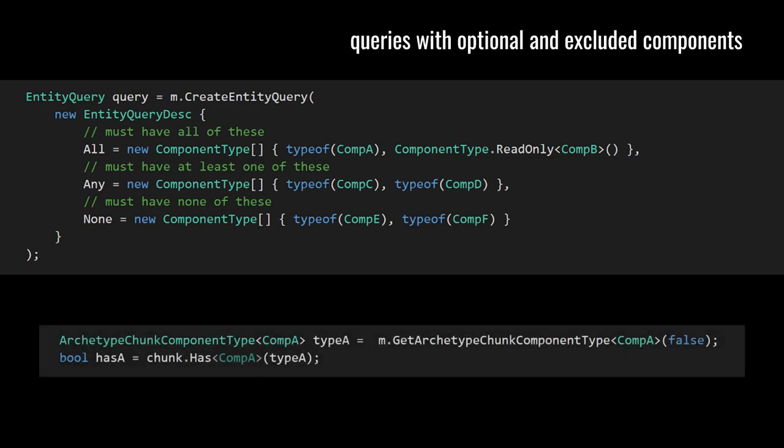When we access a chunk, we can use the has method to test whether it includes any component type, thus in effect allowing us to access optional components of our query when they are present. Because all entities in a chunk have the same archetype, we need only check for a particular optional component type once per chunk, not per entity.